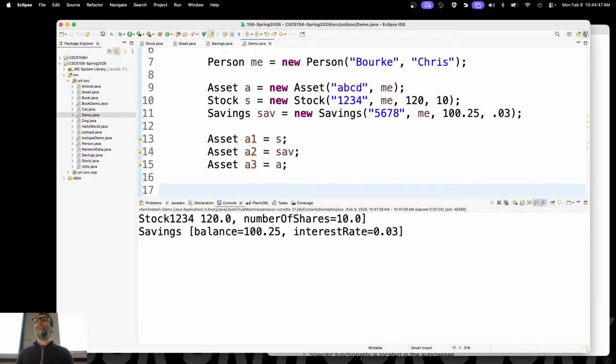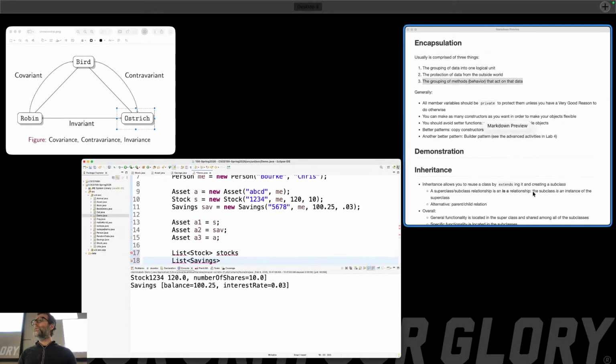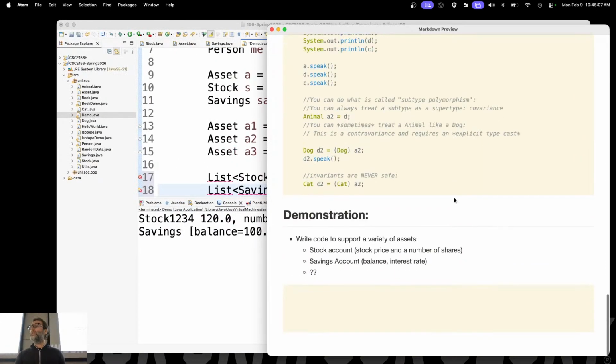Why would I want to treat them all the same? Eventually I want to put them in a list to take care of everything for me. Right? If I didn't treat them all the same, I would have to have a list for stocks, and I would have to have a list for savings accounts. And I would have to have a list for another thing and another thing and another thing. Remember, eventually we are going to be adding another type of asset.